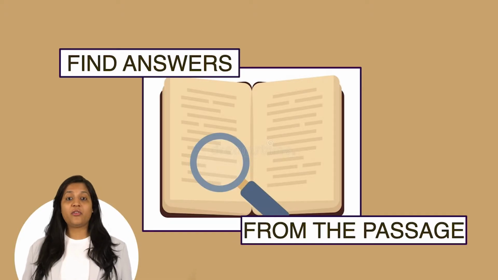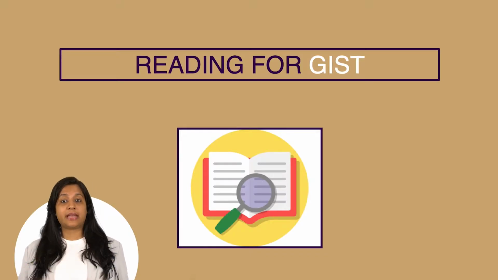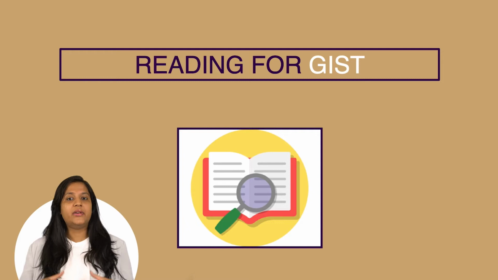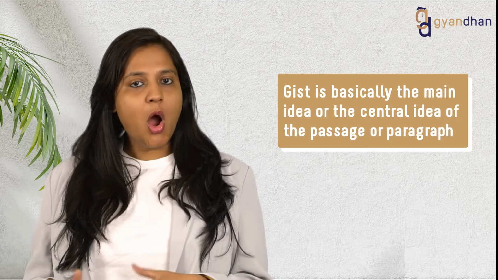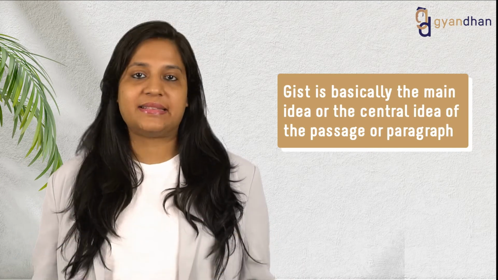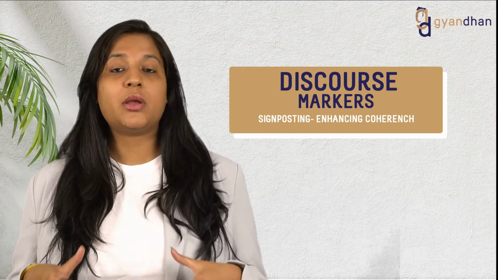We know the objective of IELTS reading is to find the answers from the given passage, which are quite generic. Various question types require different techniques. The technique which we are going to discuss today is skimming, or we can also call it reading for gist. Gist is basically the main idea or the central idea of the passage or paragraph. Specific details or specifications do not matter if a question demands the main idea. Such reading for gist questions check one's overall understanding of a given text.